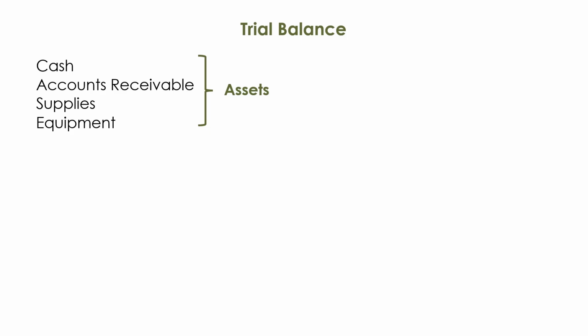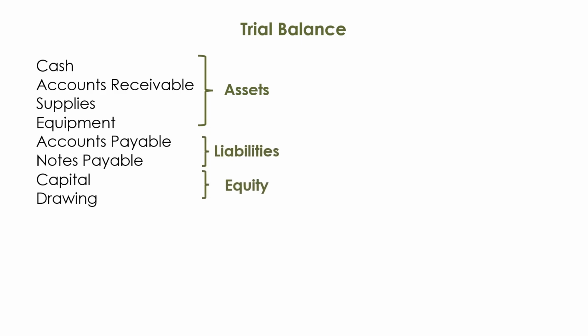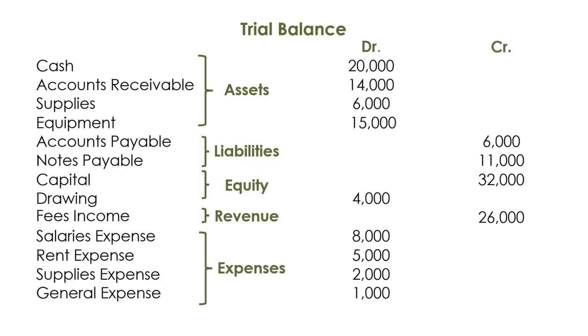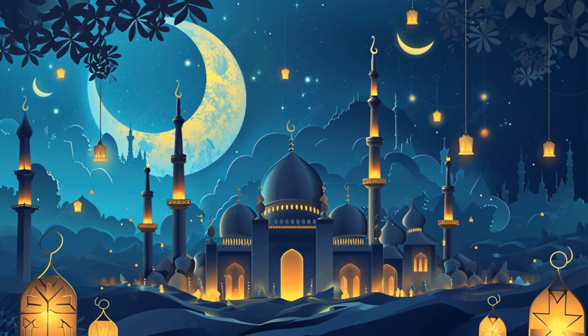To prepare a trial balance, we follow a simple process. First, we list the accounts starting with assets, then liabilities, equity, revenue, and expenses. Then we record each account's balance in the correct column. Debits on the left and credits on the right. Finally, as you can see, the total debits amount to $75,000 and the total credits amount to $75,000. Since both sides are equal, our records are balanced, meaning we can proceed confidently to the next stage of financial reporting. With this, we have reached the end of this session.